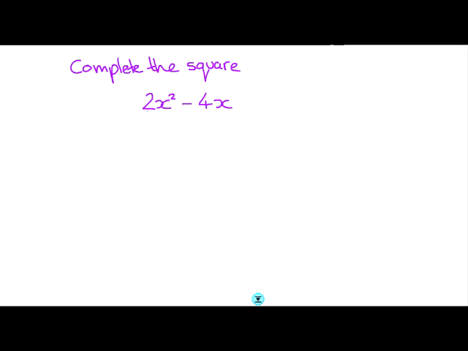Now let's have a look at another one. So here is our first one with a coefficient of x squared. So the first thing we're going to do is factorize for that coefficient. So bear with me, and then we'll have 2 times 2x would give us 4x. So we're going to kind of ignore this 2 at the front and factorize by completing the square for whatever's in the bracket. So here we go again.